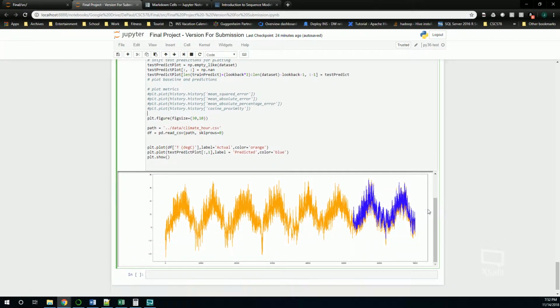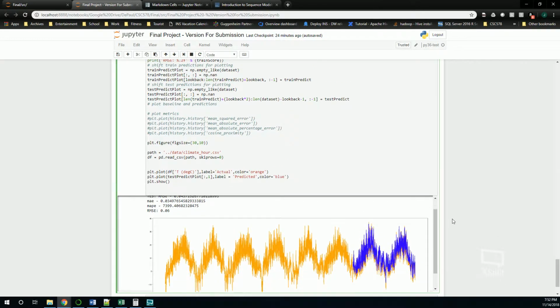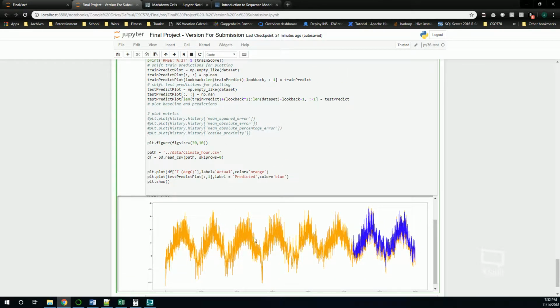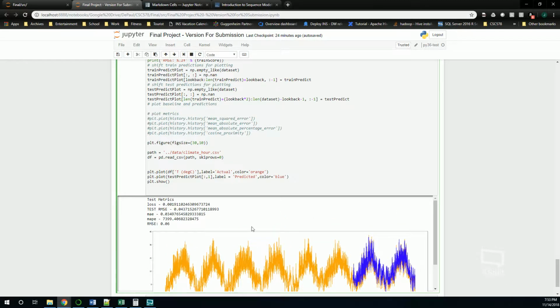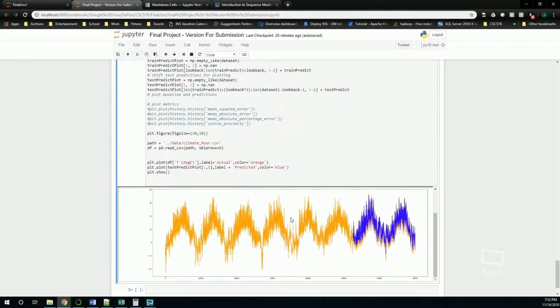The other thing I really used to tune my model was this graph. I would graph the actuals, and then I would graph what I was predicting. The actuals are in orange and the predicteds are in blue, so I could see where I was missing. Am I going too high? Am I going too low? Am I overfitting? Am I underfitting? Here I'm actually underfitting a little bit, because on my training set it's 0.06 RMSE and on my test it's 0.04. So I feel like this is a pretty good model. It fits good.